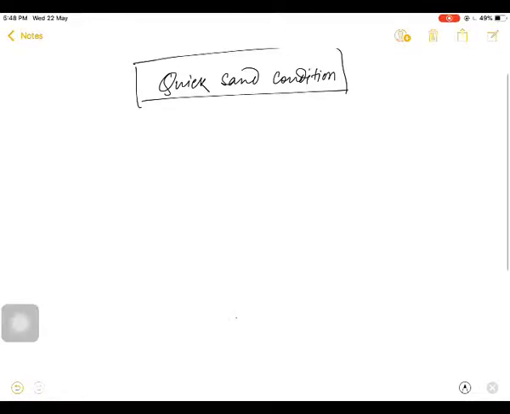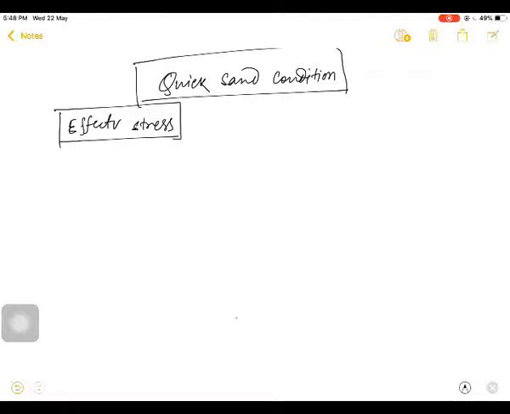Today, before starting the quicksand condition, I have to say something about effective stress, because without effective stress I cannot introduce the quicksand condition. As I haven't made any video about effective stress, in this video I will explain it in a short way, and in some future video I will make a very detailed one. So what is effective stress?